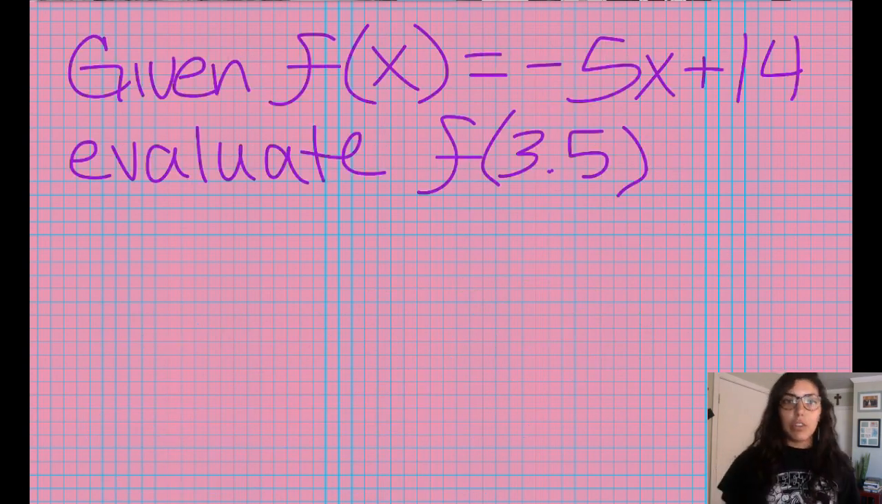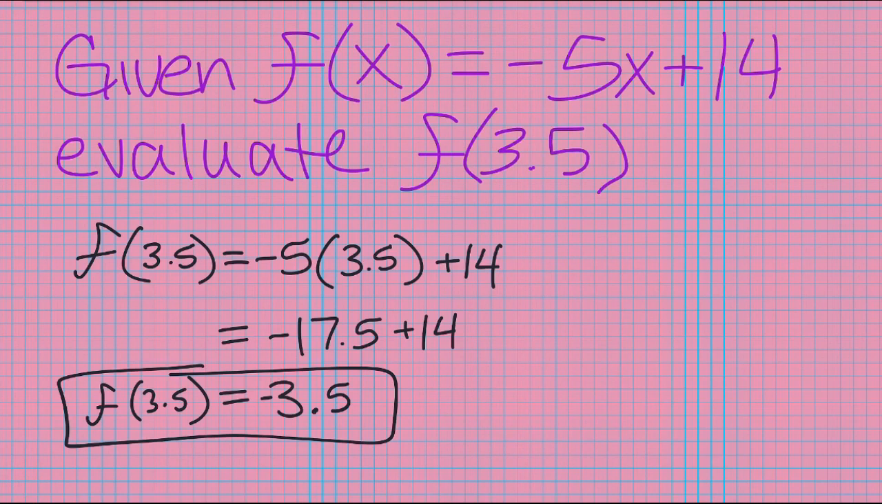Alright, here's one for you to try. You're given the function f of x is equal to negative 5x plus 14, and I need you to evaluate f of 3.5. Pause the video, give it a shot. As you can see, all we're doing for this problem is taking the value 3.5 and plugging that in for every x in the original function notation question. So instead of saying f of x equal to negative 5x plus 14, we're going to write down f of 3.5, which says plug in 3.5 to this function.